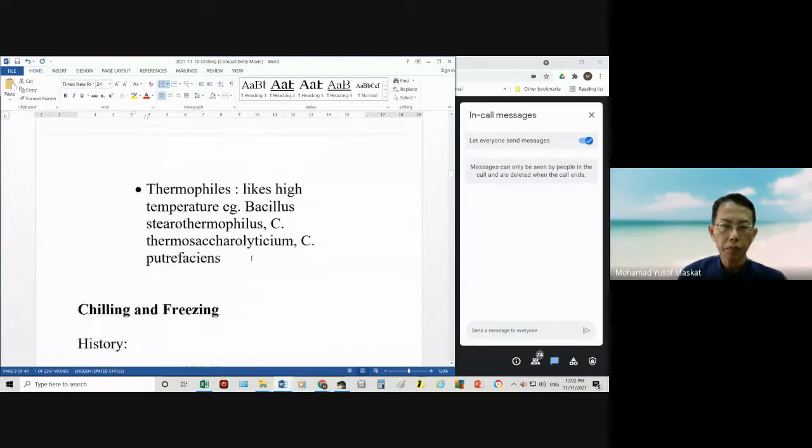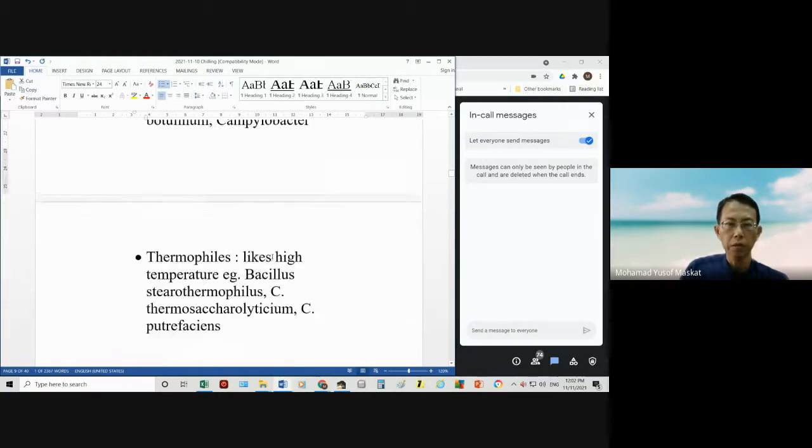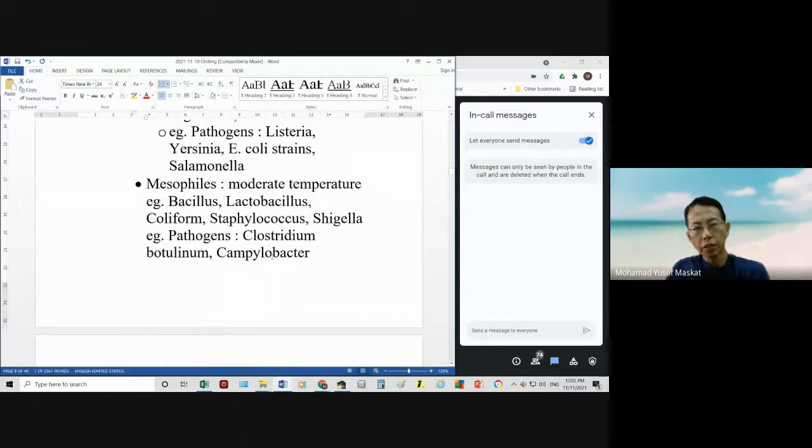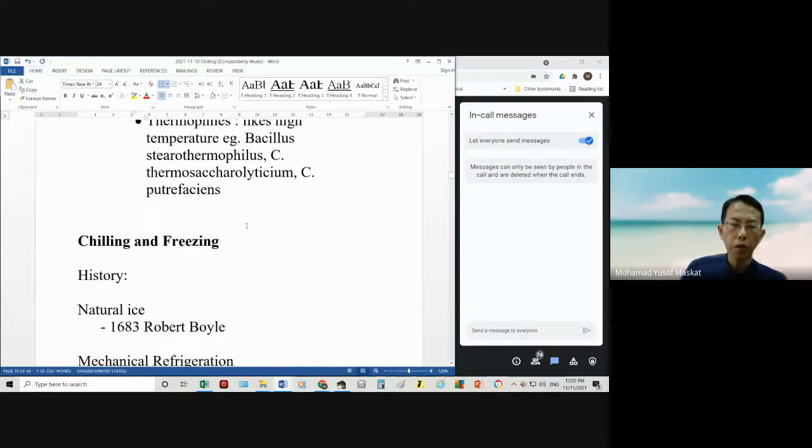And then we also have mesophiles. Mesophiles, moderate temperature, room temperature, as like we are right now. So these are cases of Bacillus, Lactobacilli, coliform, Staphylococcus, Shigella. And then we also have pathogens like Clostridium botulinum and also Campylobacter. And then on the extreme side, we have thermophiles. Thermophiles, they love high temperature, for example, like Bacillus stearothermophilus, C. thermosaccharolyticum, and also C. putrefaciens. So these are all examples.